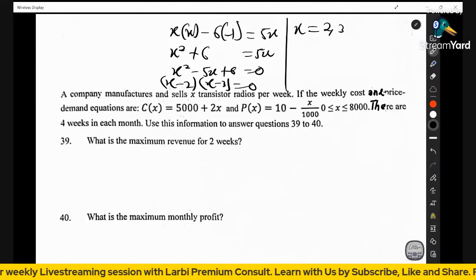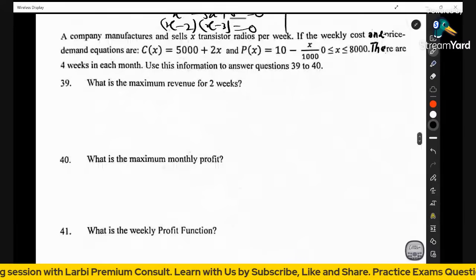Okay, question number 39. Let's see. So a company manufactures and sells x transistors.